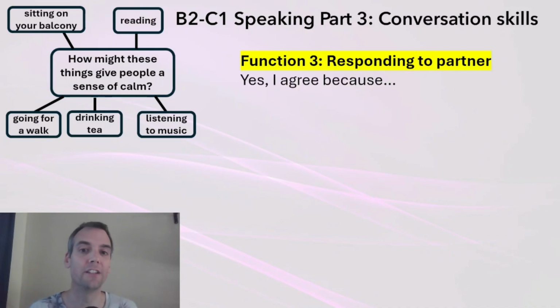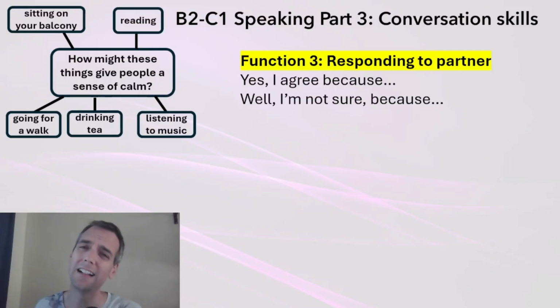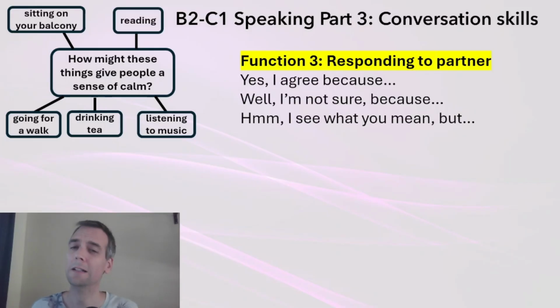So we do need to say things like, "Yes, I agree because," or "Well, I'm not sure because," or "I see what you mean, but," and then actually say why. You can't just say, "Yes, I agree," because that doesn't really mean anything. The examiner wants to see that you actually agree. "Yes, I agree because I also have a beautiful balcony where I can hear the birds singing and it's very calm. On the other hand," and then you move on.